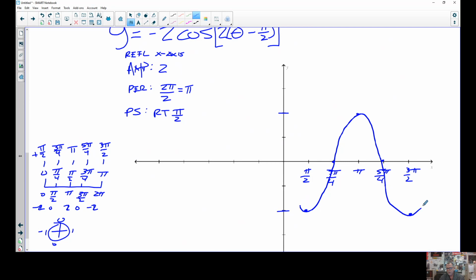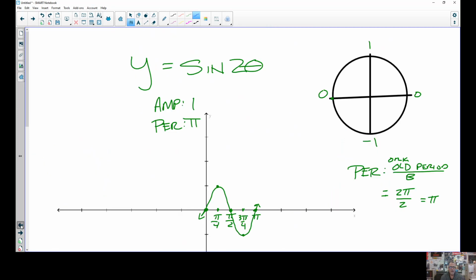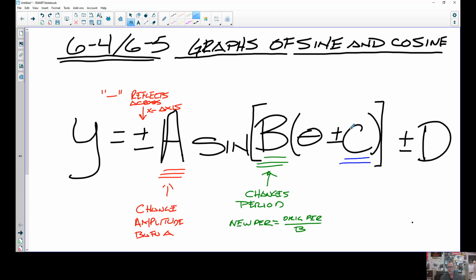But this is what we'd be looking at. We've got our graph. All right, last one. We've got the D value. All right, so what does that do? Well, let's write down here what C did. C is our phase shift, right? Plus moves it left, minus moves it right. All right, and finally, we are going to look at D. What does this do?